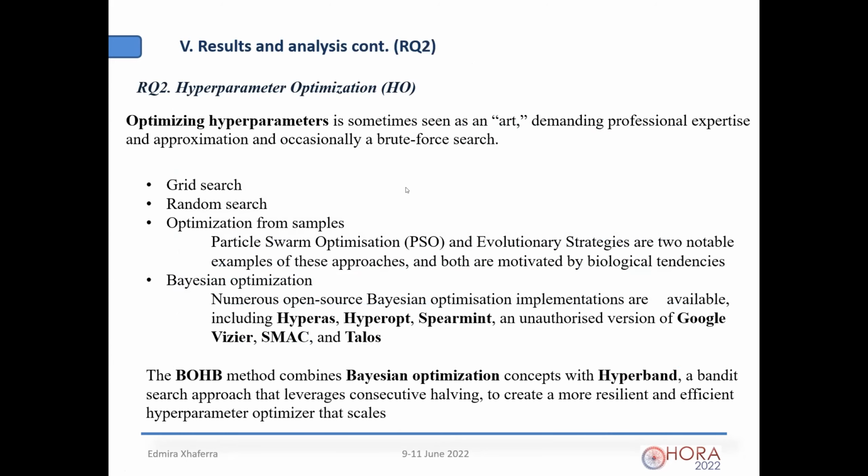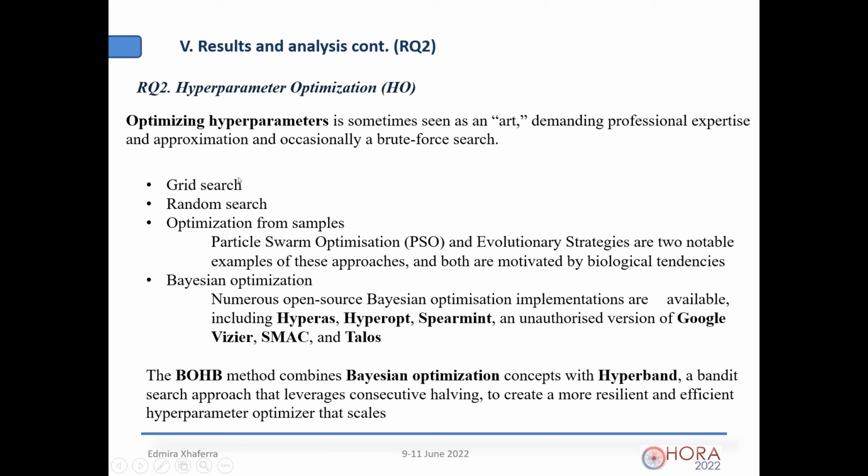Here is the analysis for research question 2, hyperparameter optimization. Optimizing hyperparameters is sometimes seen as an art, demanding professional expertise and approximation, and occasionally a brute force search. Machine learning researchers have suggested numerous alternative ways for automatically selecting hyperparameters to make machine learning more approachable to non-technical individuals. And here are presented some techniques for optimizing hyperparameters.